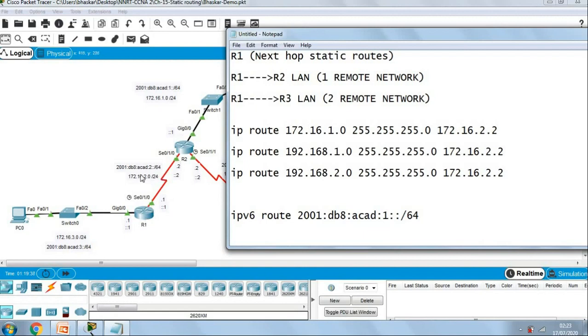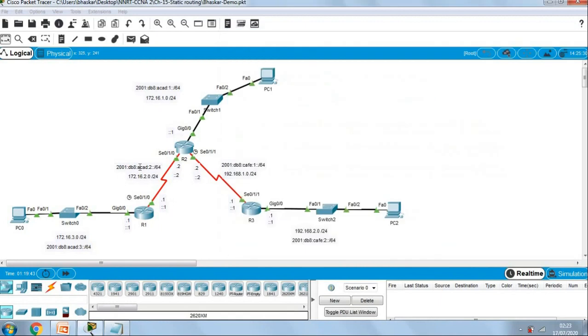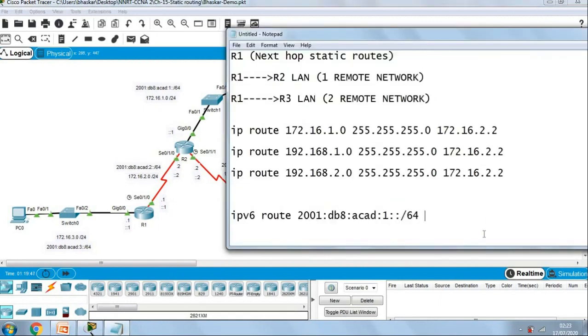For R1, the gateway is this one. That is 2001 DB8 AC82:: how much? 2. So I'm just copy this one also. Right? The gateway address here is 2001 DB8 2::2.